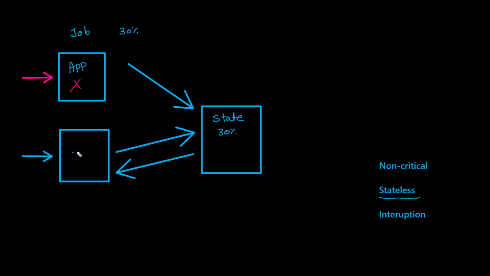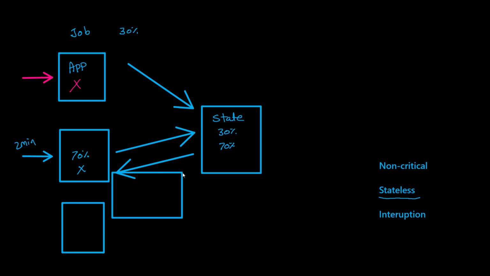Let's say it was able to process up to 70%, got termination notice of 2 minutes, no problem. That data is now stored here. This instance gets terminated. We get another instance ready, and that instance can pick up from where it left and then finish the work if the need be.